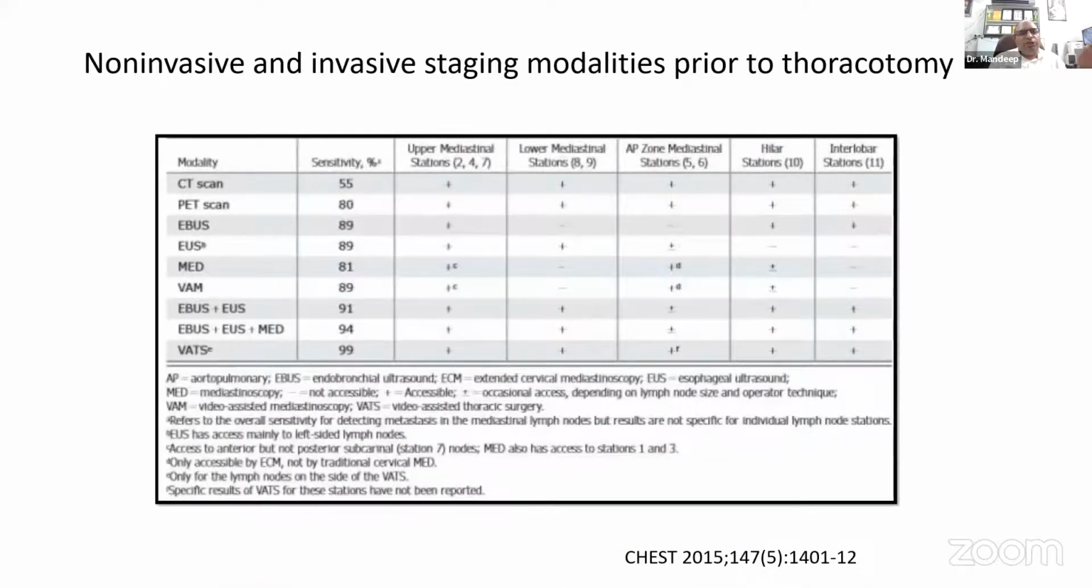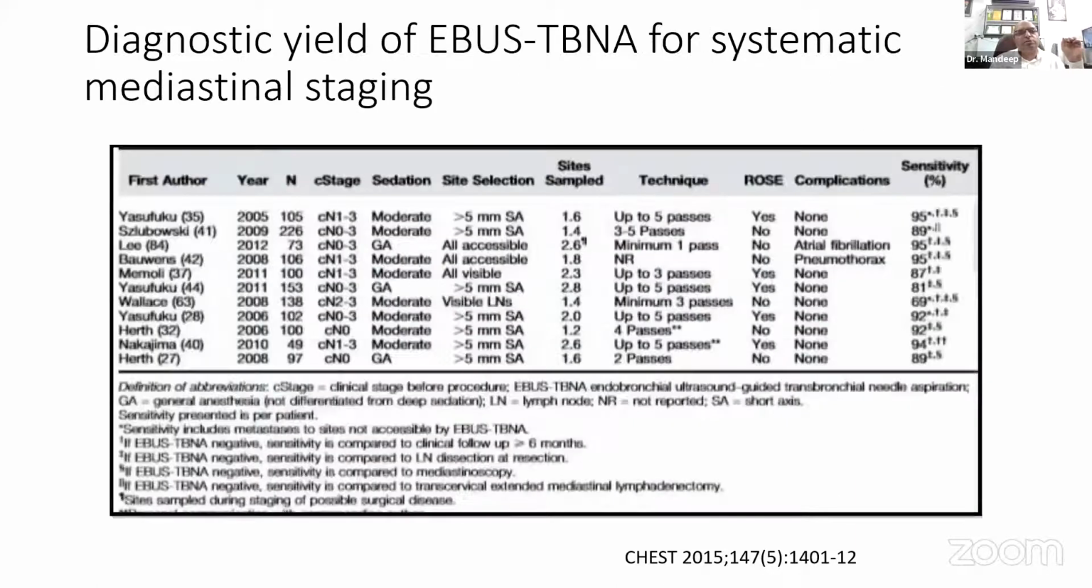So these are the yields of various diagnostic modalities. Most sensitive is the VATS, but it usually approaches one side of the mediastinum only. For bilateral, you need to do a bilateral VATS. So this is the diagnostic yield for EBUS TBNA for mediastinal staging. Almost 90% yield is there.